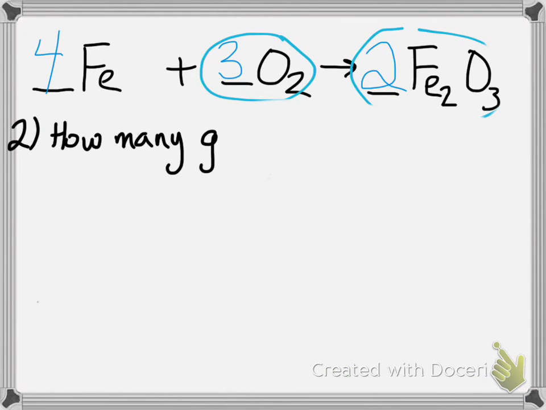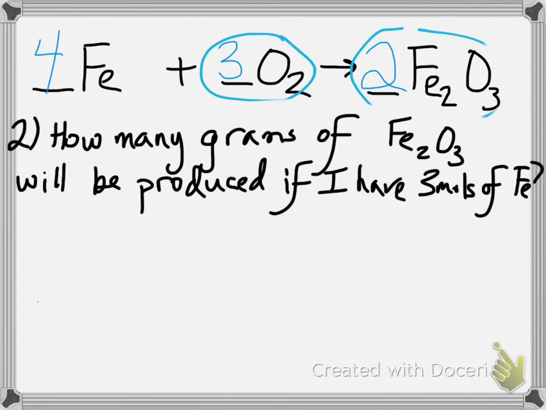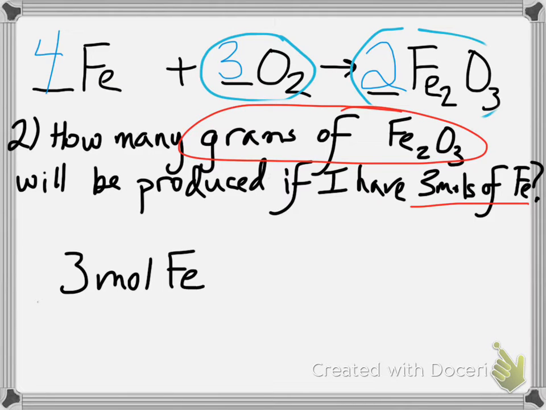All right, second question. How many grams of Fe2O3 will be produced if I have 3 moles of iron? So I'm starting with 3 moles of iron, and now I'm trying to get to grams of rust. All right, so just like before, I mark my text. I underline and I circle. 3 moles of iron, grams. So I'm going to start with those 3 moles of iron.